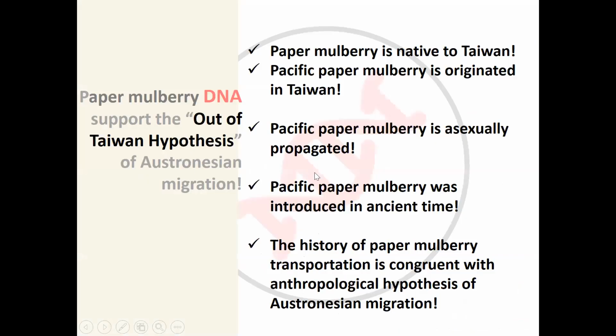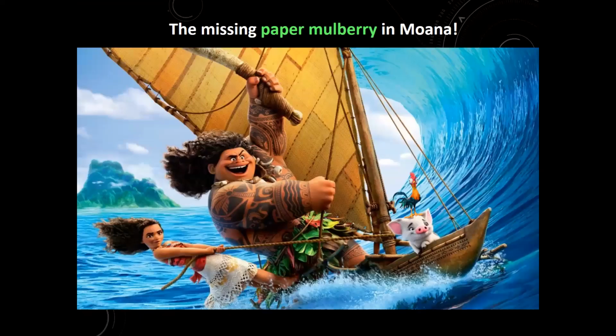Then we want to know the history of Austronesian expansion through the paper mulberry transportation. Based on this genetic variation, we were able to show that paper mulberry is native to Taiwan, and the paper mulberry tree originated from Taiwan. The Pacific paper mulberry was also introduced in ancient times, and the history of its transportation is highly congruent with the anthropological hypothesis of Austronesian migration. So we were able to show that paper mulberry tree was indeed transported along with the Austronesian expansion and migration, providing very strong support for the Taiwan hypothesis.